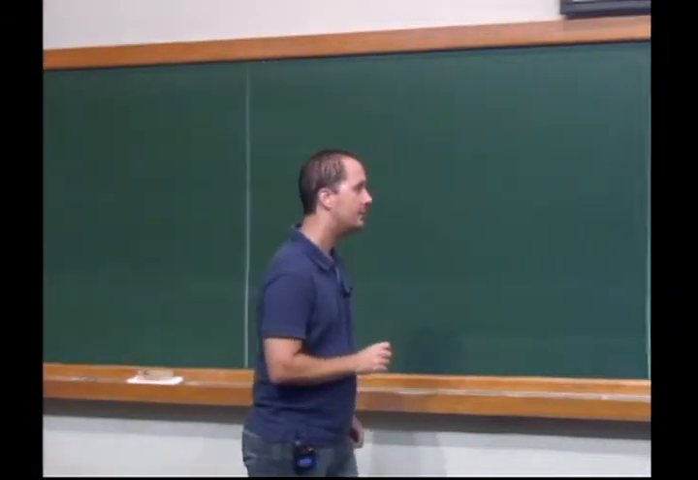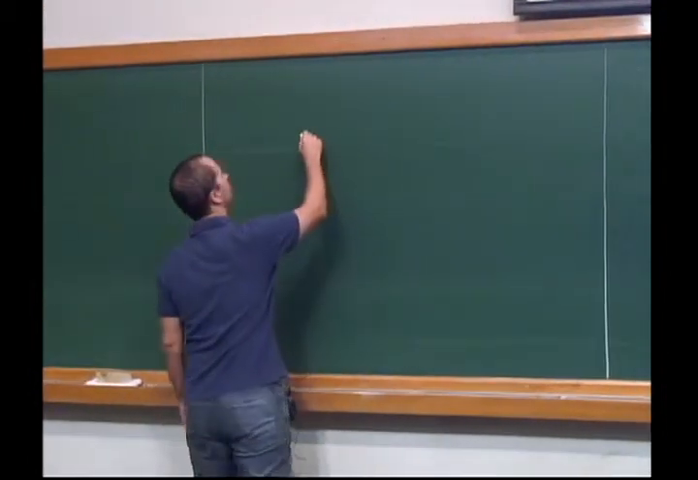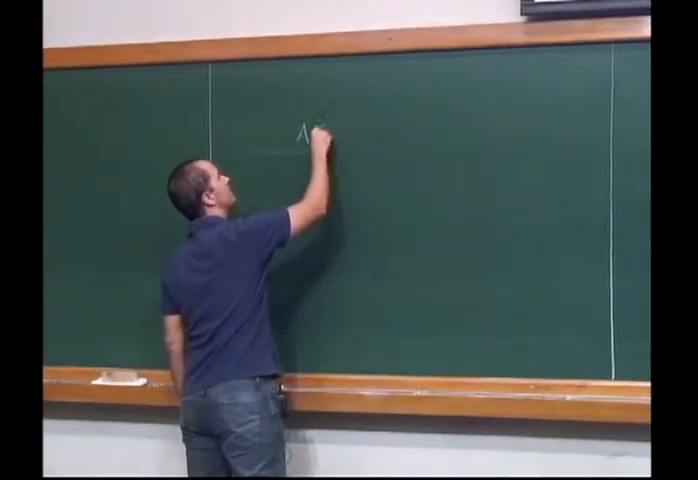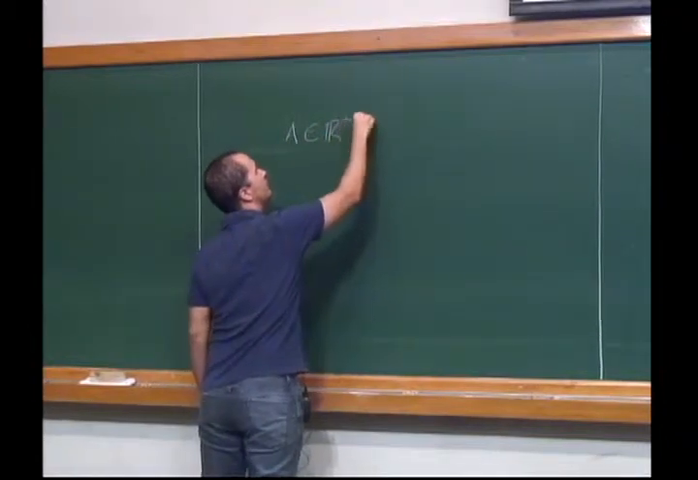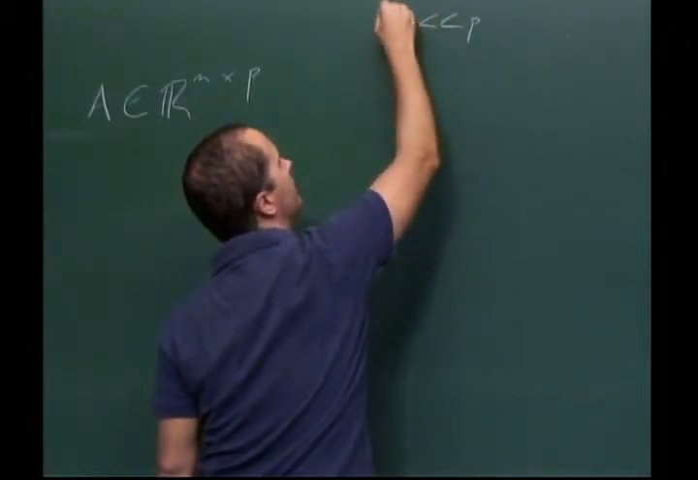So we're going to continue with the topic of yesterday's lecture. Let me remind you what it was. So we had some matrix with n rows and p columns. Well, we want n to be typically much less than p.